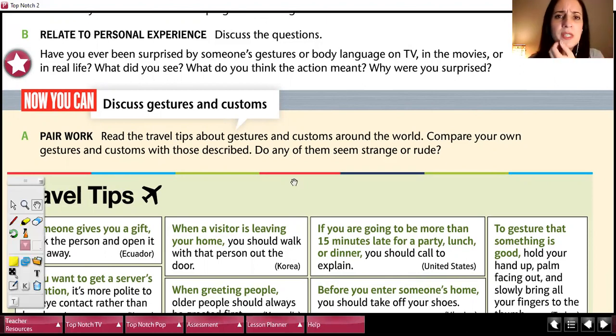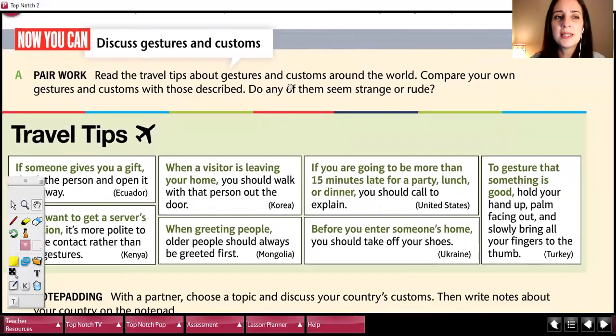Okay. If you've seen, suppose any place where you've been to, places that you visited, you can tell me right now, or you can write on a paper, then we discuss. Okay, so what was that gesture? What did you see? And what do you think the action meant? So was it different in this country that you've visited? Is it different from here? And were you surprised? Why were you surprised? Right, you can take note and discuss gestures and customs.